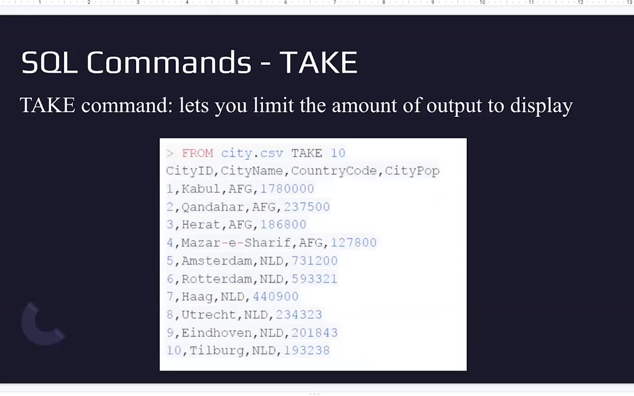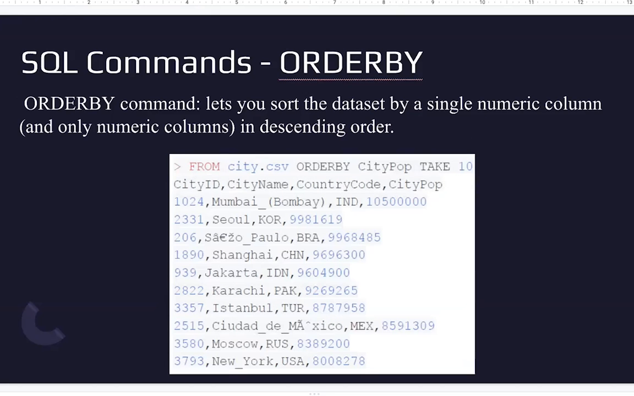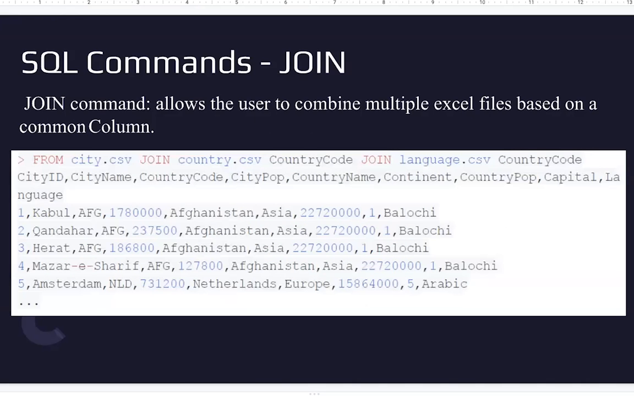And then the next one, we also have this order by command. This command lets you sort the database by a single numeric column in descending order. So in this example, we are saying that from this city.csv file, we want to take 10 columns and then order by city.pop, city population. So we could see that the city population is the last column, and we could see that it's in descending order. And then the next one, we have a join.